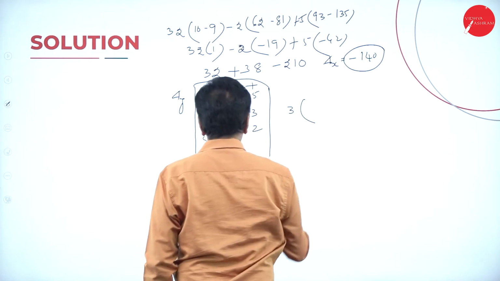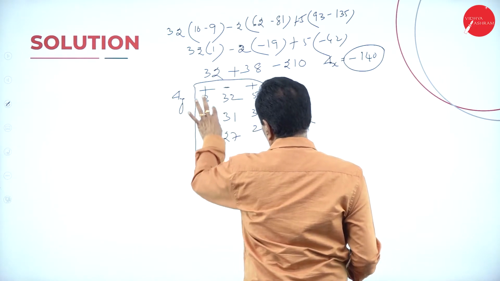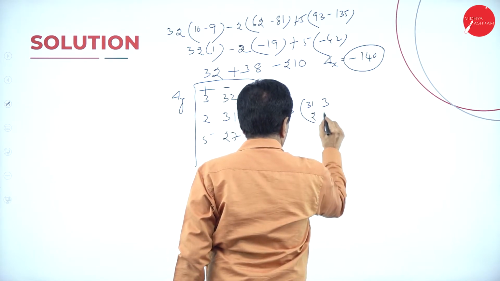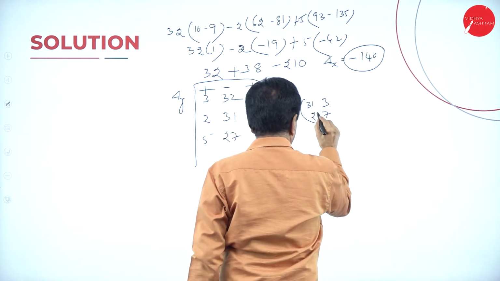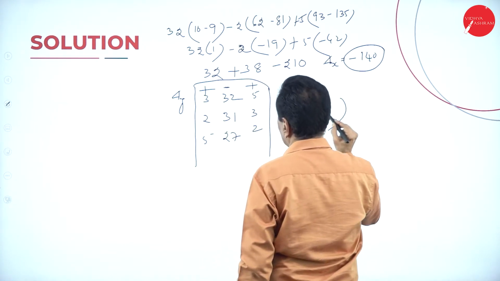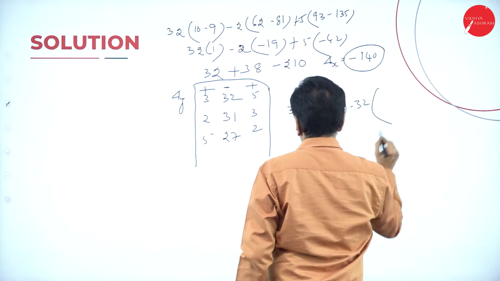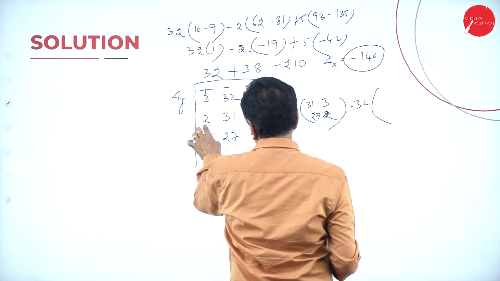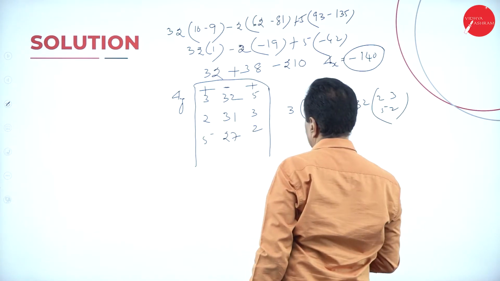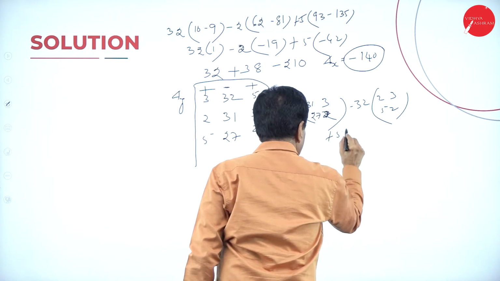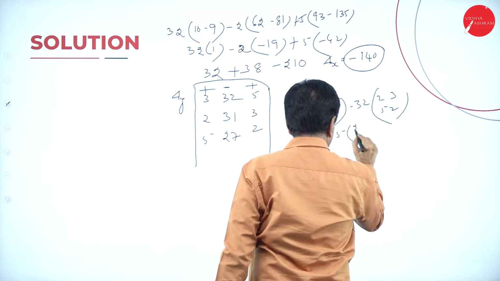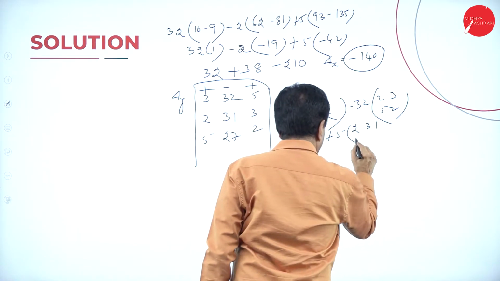When you take this row goes, column goes, what is left over? 31, 3, 27, 2. This is 2. Now, minus 32. So this will go, this will go. What is left: 2, 3, 5, 2. Last one, plus 5. This will go, this will go. 2, 31, 5, 27.